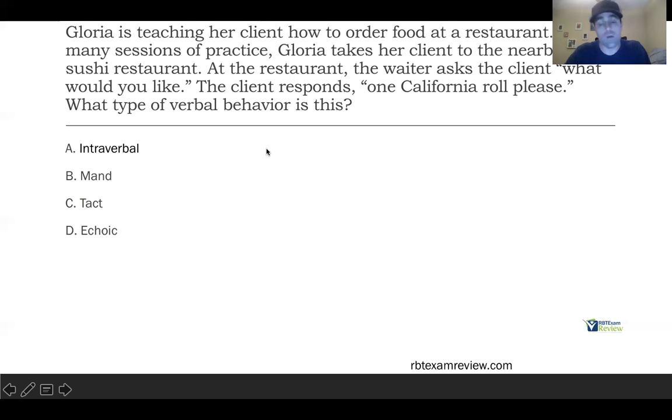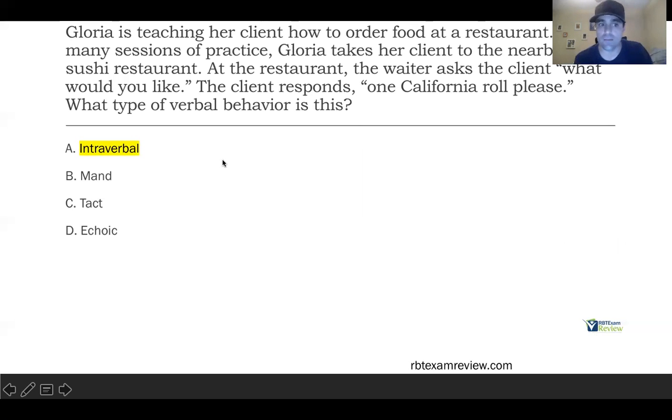A lot of people might say mand, because they're making a request. But remember, a mand is evoked by MOs, by motivating operations. A mand is because you want something and then you request it. Is this happening in this situation, or is the client responding to somebody? The client is responding to the waiter. Therefore, it's an intraverbal.